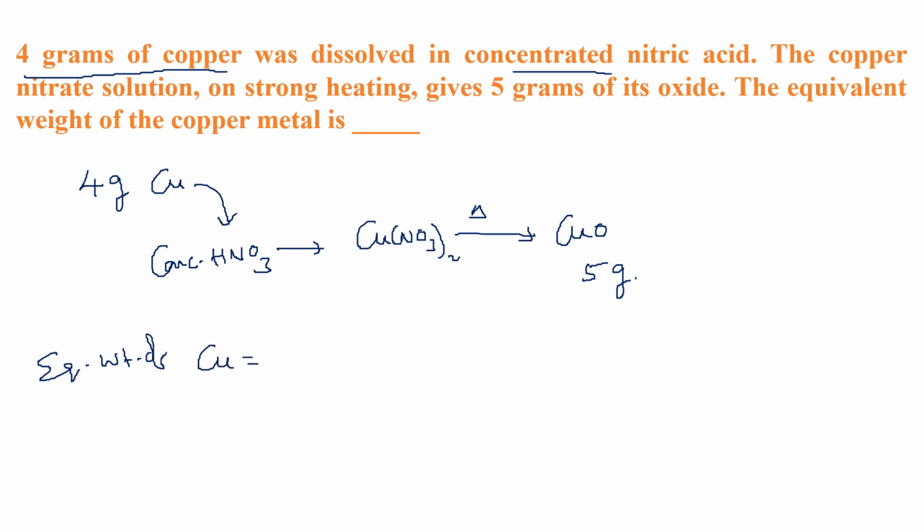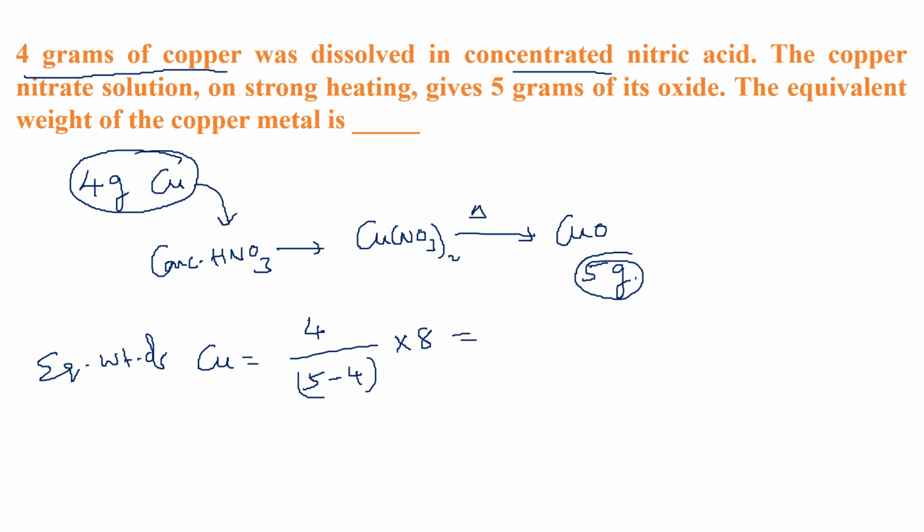How will we do it? Equivalent weight of copper is equal to the weight of copper, that is 4, divided by how much oxide is formed here, that is 5. 5 minus 4, because the copper weight is given, that is 4 grams. 5 minus 4 into the equivalent weight of oxygen, that is 8, is equal to 32. So the equivalent weight of copper is 32.